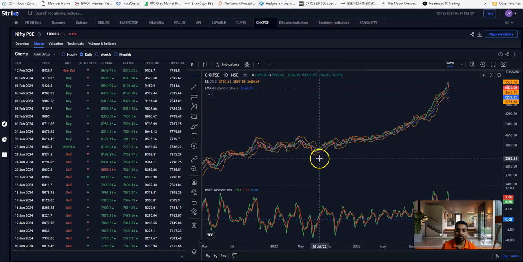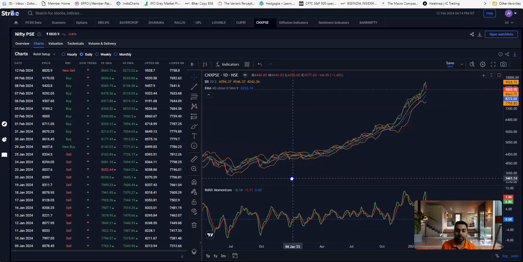So RMI moves in a cycle. What I mean by cycle is that, say this is the zero line which I've drawn, and it goes up, it comes back towards the zero line, it goes up, it comes back towards the zero line, and that's how it's behaving. So let's see it in the Nifty PSE.